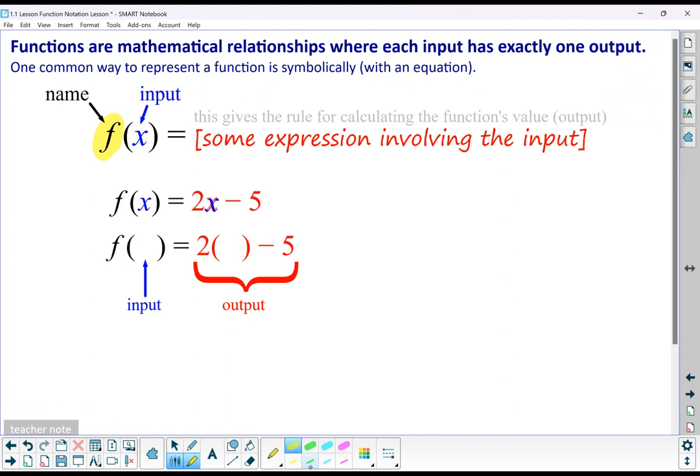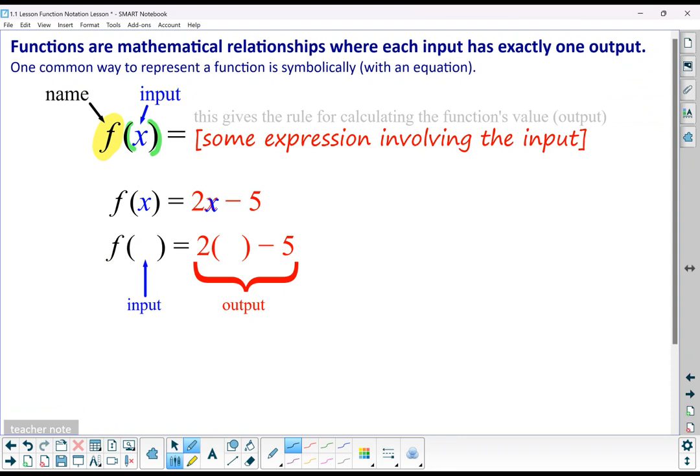After the name of the function, you usually see a little parenthesis set right here, and that variable inside the parentheses is telling you what your input for the function is. So f of x is usually the name of our functions. We'll have other function names as well, like g of x, h of x, v of x. That first letter just names the function, and then it'll be equal to some expression that involves the input. And that expression gives you a rule for calculating the function's output value.